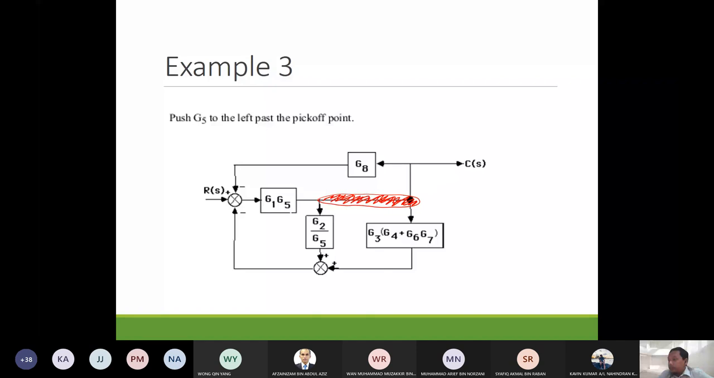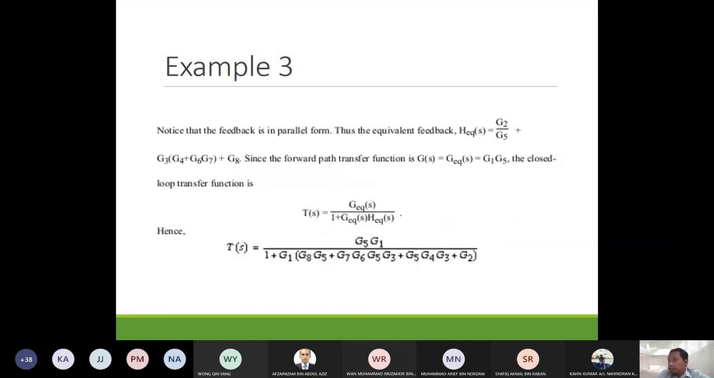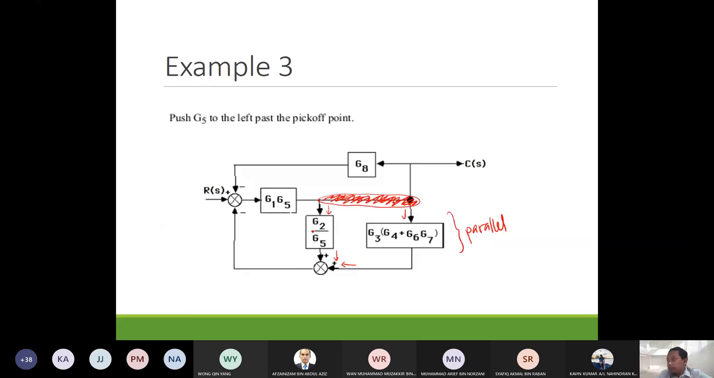So again, if you combine this, then you will see that the signals here split from a pick off point, and then meet again at the summing junction. So when it splits from a pick-off point and meets at a summing junction, they are in parallel. And then after you add this up, you will get something like this.